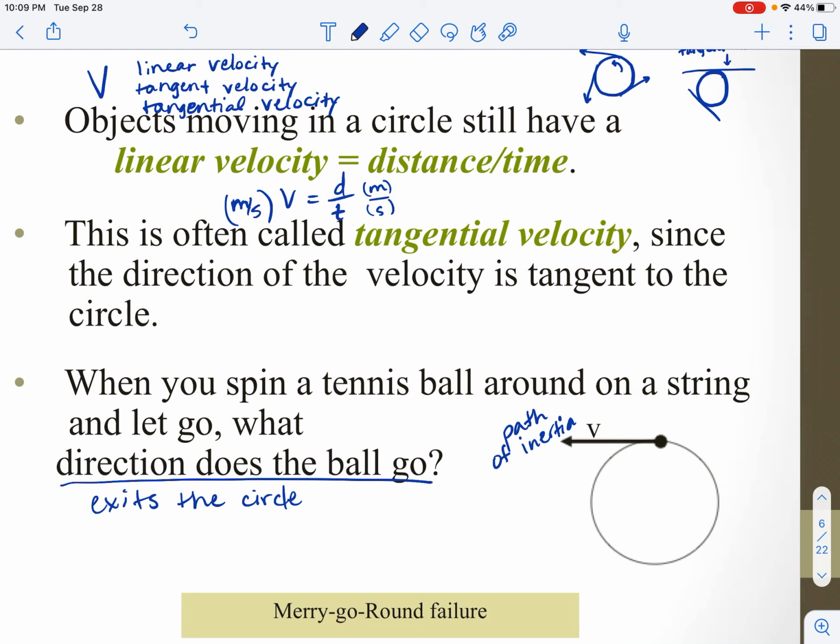We initially watched that video talking about inertia, and I said, look, the path that he is following is his path of inertia. Well, now I would use that same video to say the path that he is following is now going to be identified as his tangent velocity.